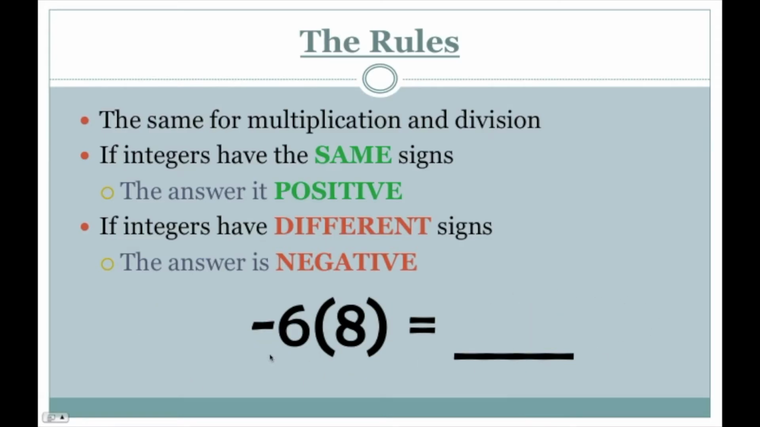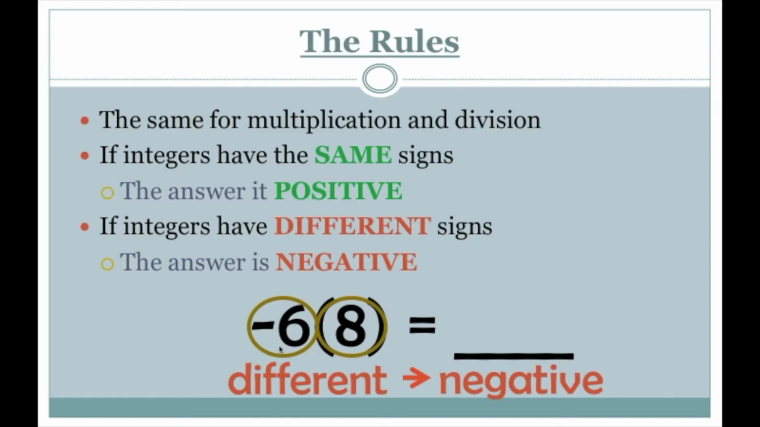How about here? Different notation, but it means the same thing. This means negative 6 times 8. Well, what are we multiplying? Negative 6 times 8. And our signs are different. And because our signs are different, our answer is going to be negative. Well, what's 6 times 8? Well, that's 48, but since our signs are different, it's going to be negative 48.